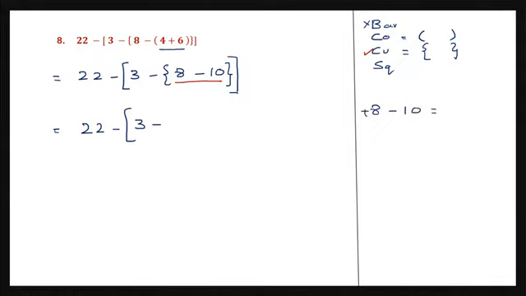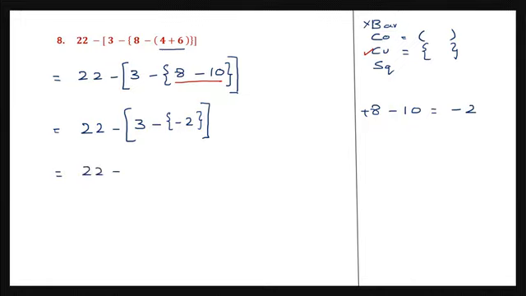When signs are different, put the sign of the bigger number and subtract. 10 minus 8 is 2. So here we have minus 2. Already we have a minus and we have another minus 2 here. Minus 2. So before we open the bracket, let's be careful.